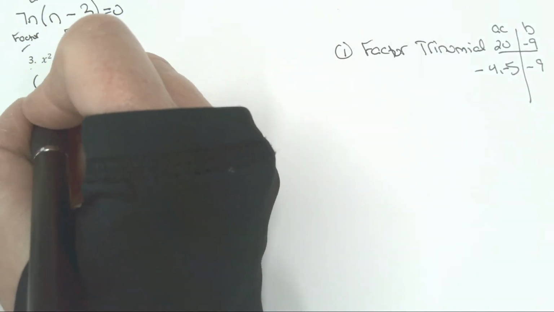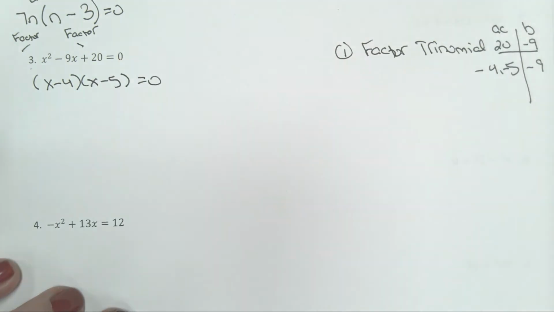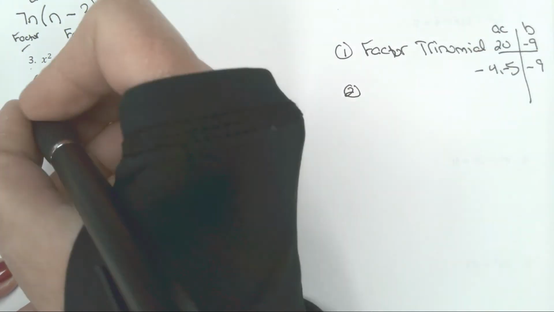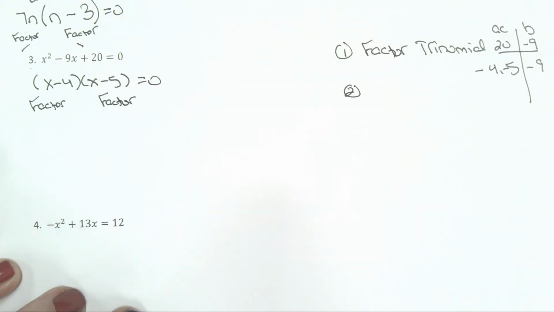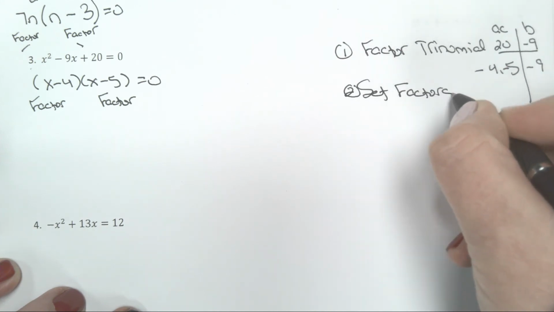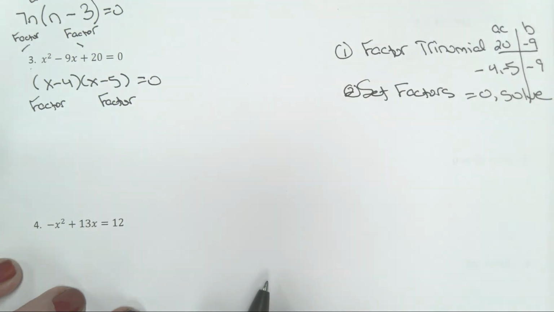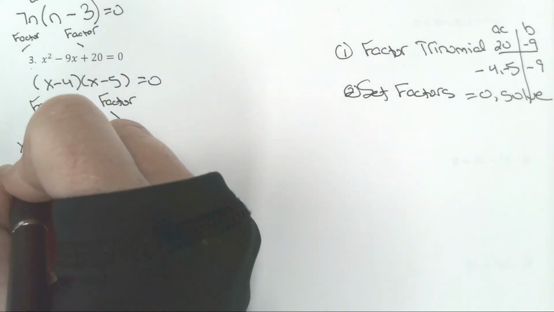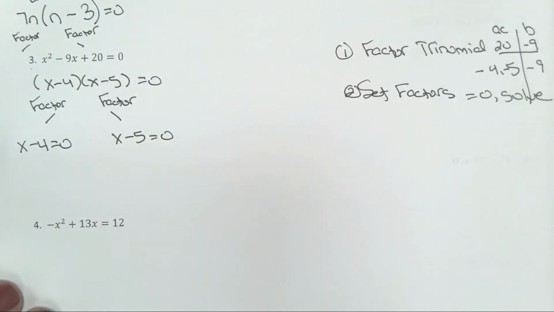So this factors as x minus 4, x minus 5 equals 0. So this is one factor, and x minus 5 is another factor. I'm going to set my factors equal to 0 and solve. So x minus 4 equals 0, and x minus 5 equals 0.